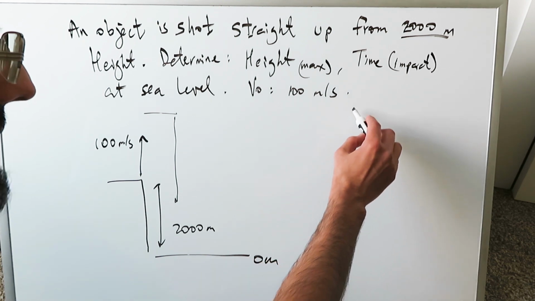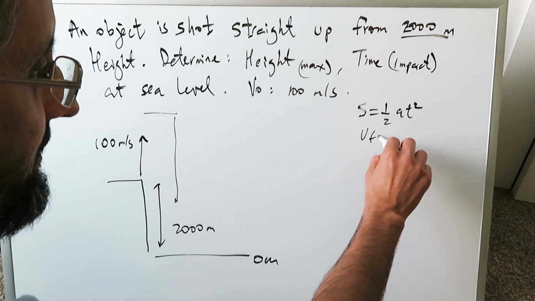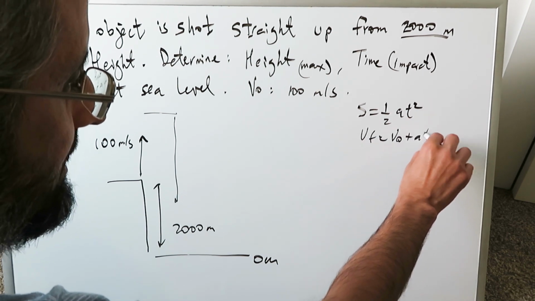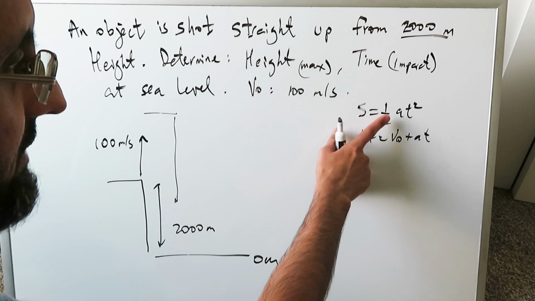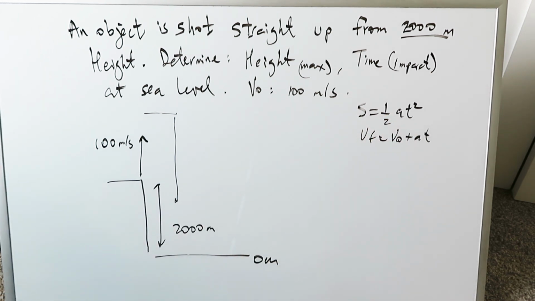The best equations you have available to you are S is equal to half AT square, and also VF is equal to VO plus AT. Position of an object is equal to half AT square. The final velocity is equal to initial velocity plus acceleration times time.